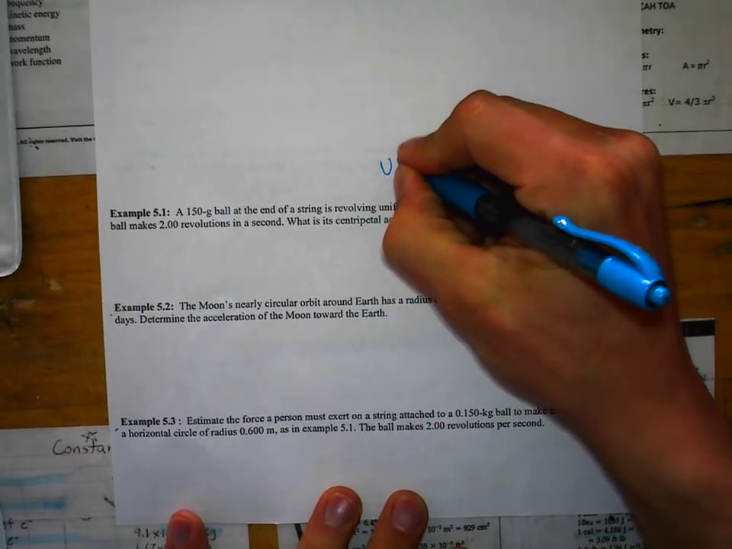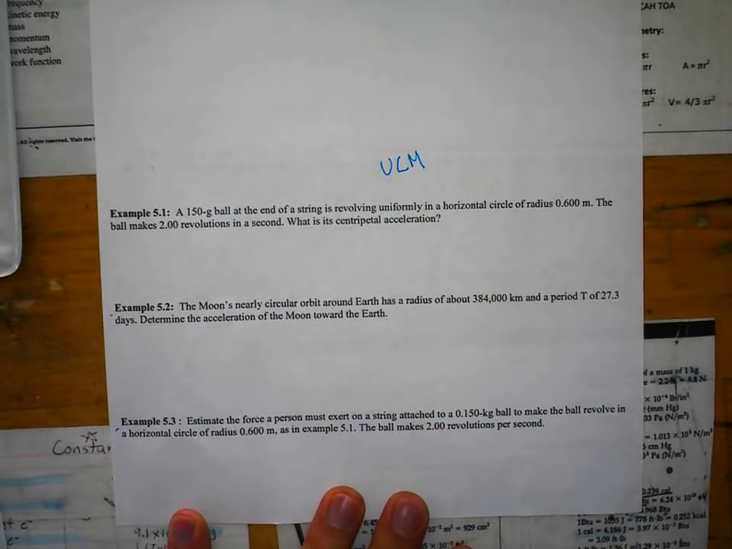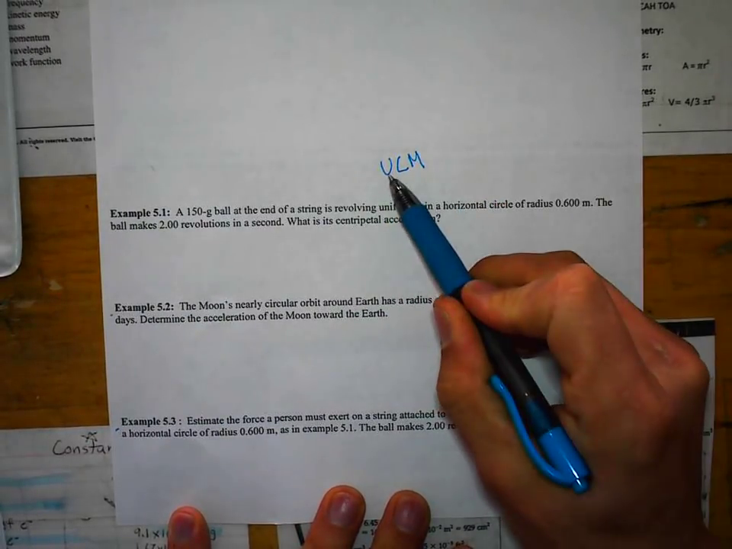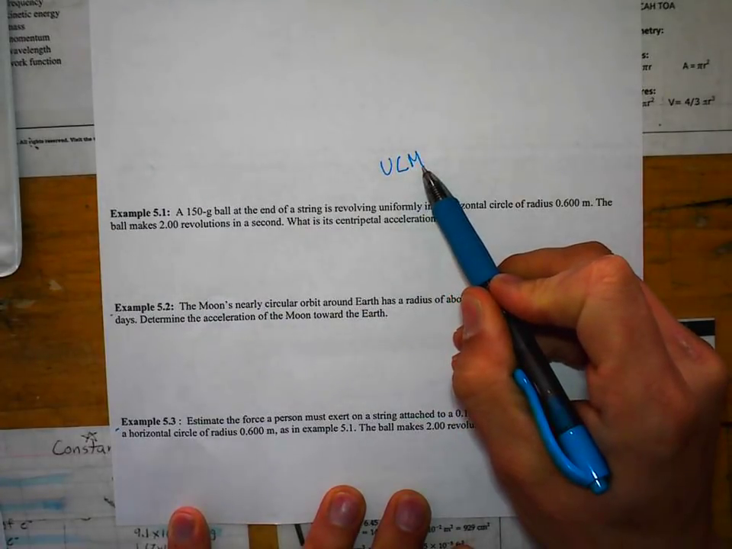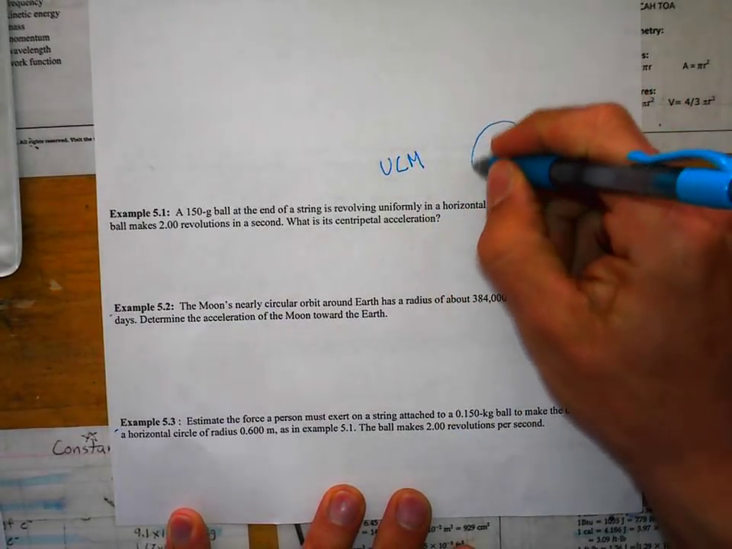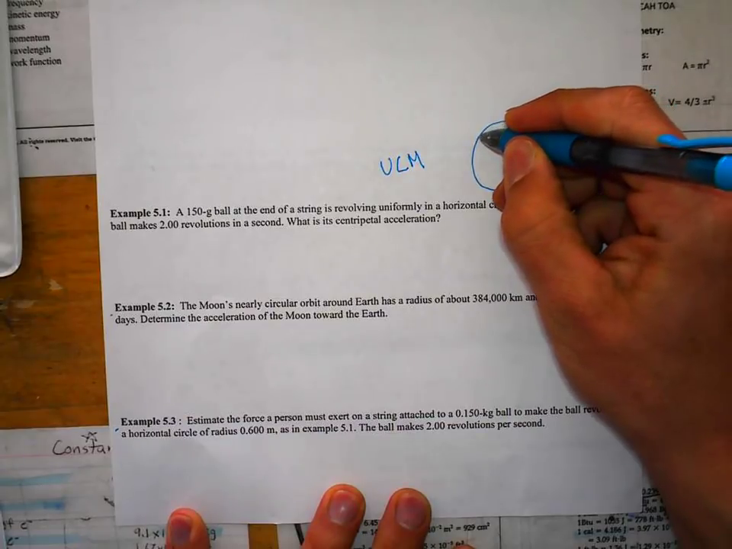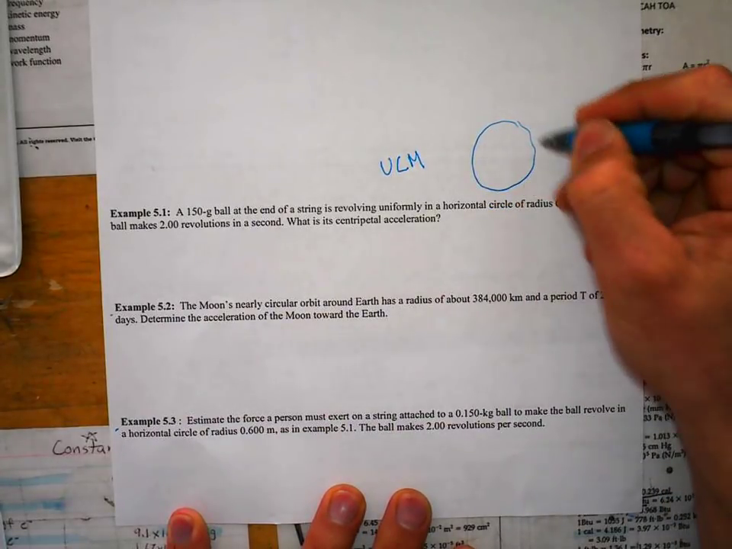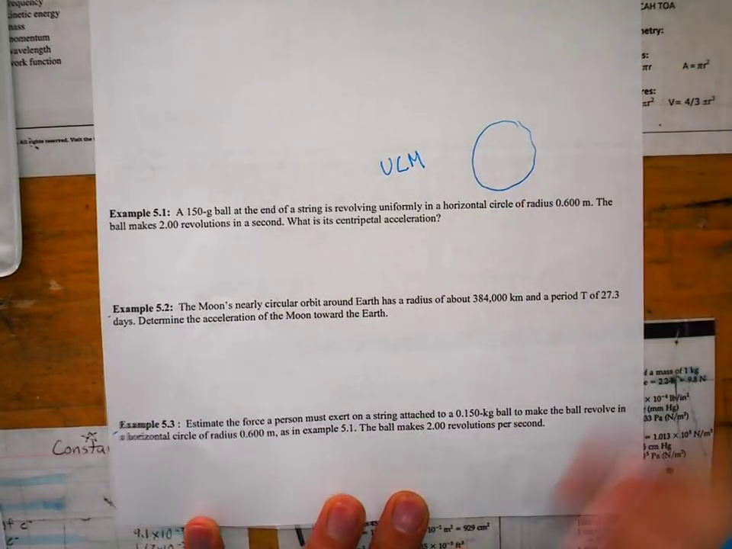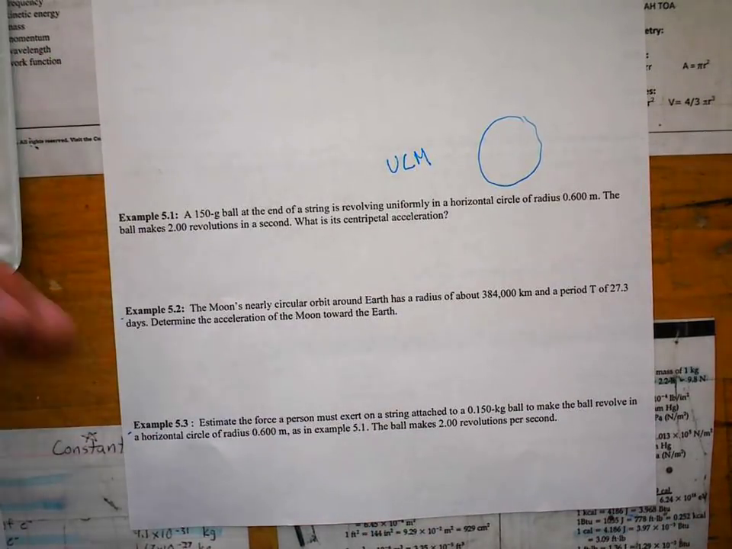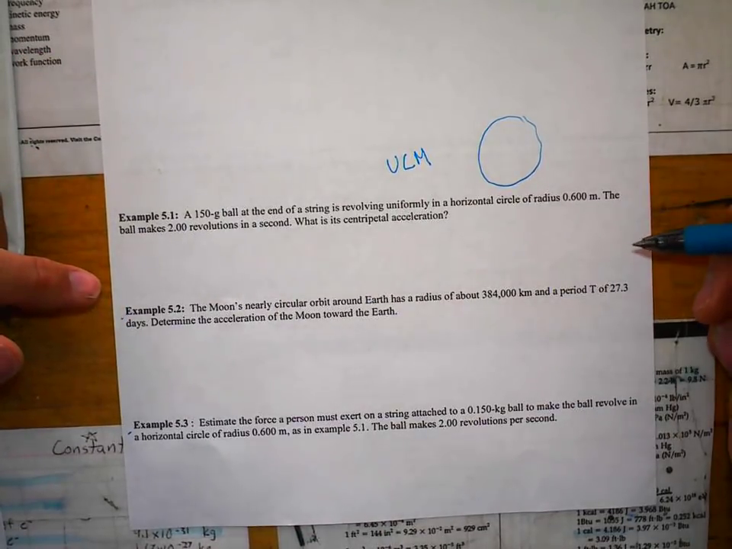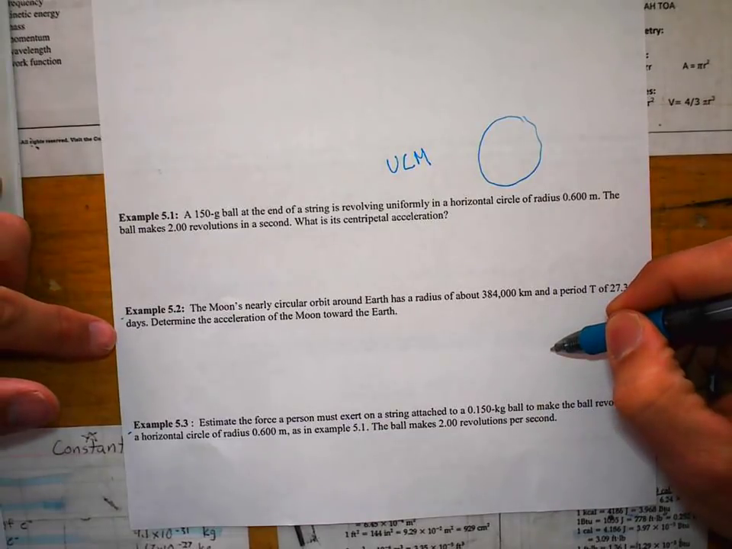Okay. Alright, we're going to do some examples here of some UCM problems, which means uniform circular motion. In other words, nothing's really speeding up or slowing down as it goes around the circle. Later we'll do stuff with that, but not right now. So we did this one in class or on the other video. We're going to start down here.